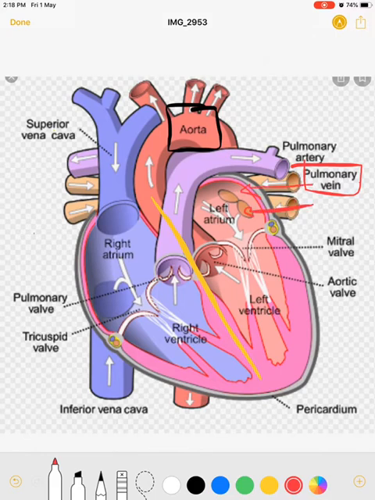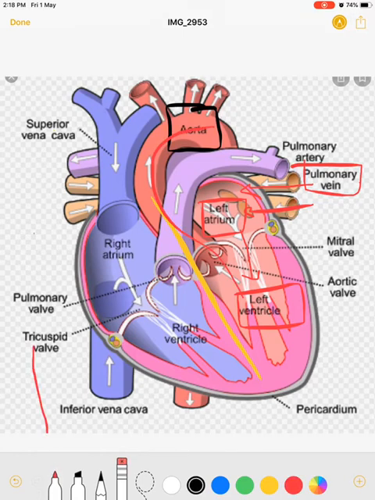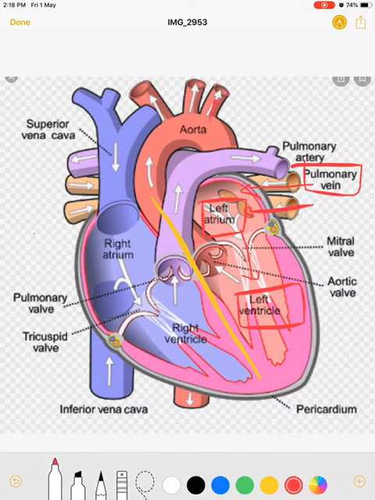And here again the blood will come first into the left atrium, and from the left atrium it will go to the left ventricle, and from the left ventricle the blood is pushed into the aorta. The aorta will bifurcate into arteries which will carry the blood from the aorta to other parts of the body.